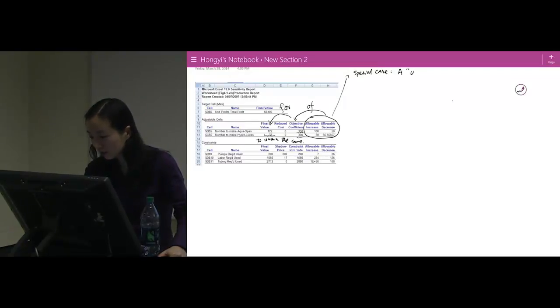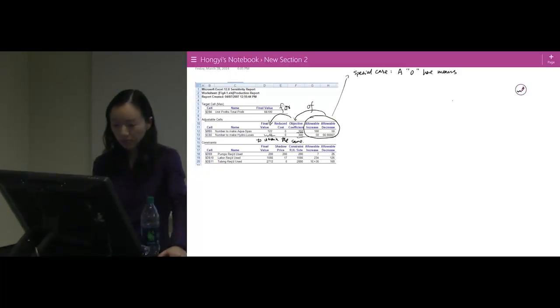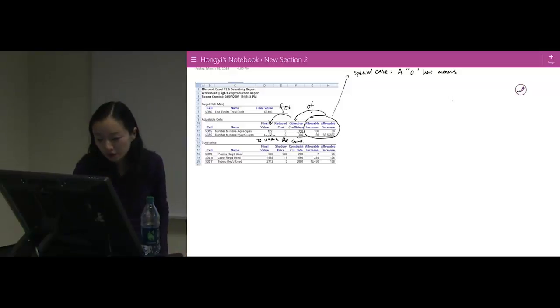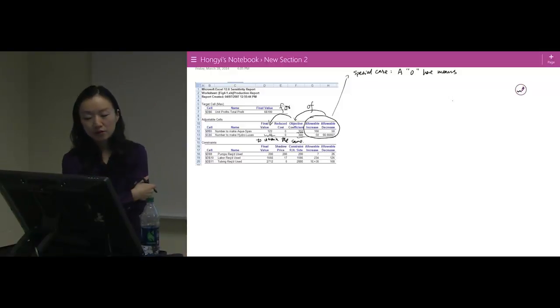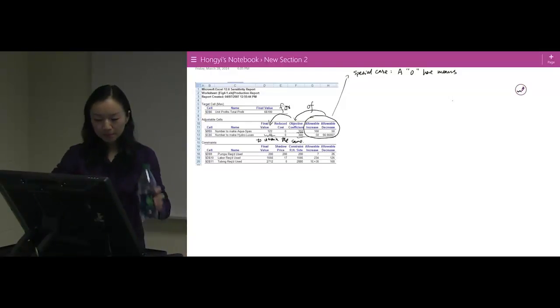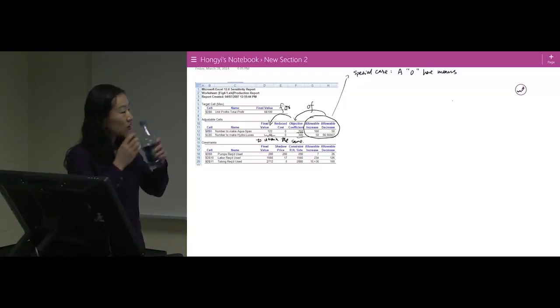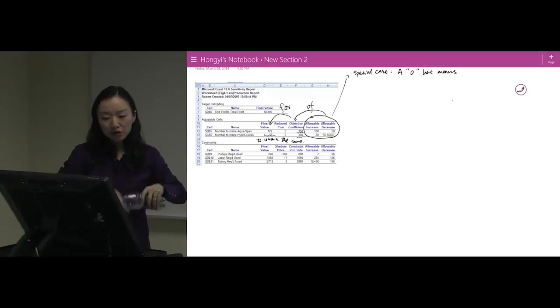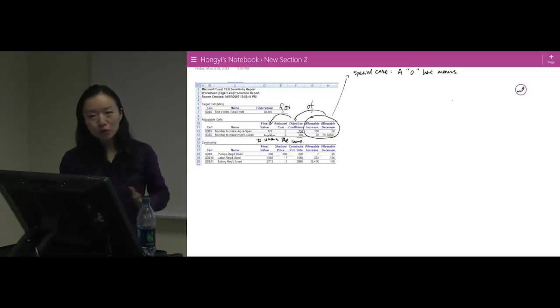A 0 here means, okay, think about the graphical solution. In terms of, okay, what happens if there is a 0 here? What does that mean? When there is a 0 here, it means just one unit of change, the solution will change.